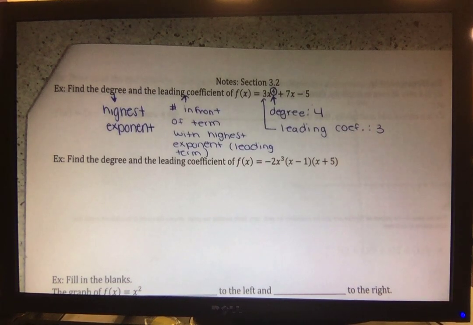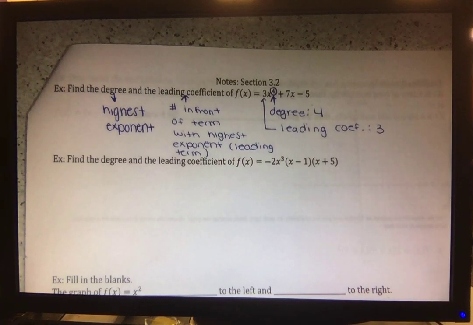How could I help you? What questions do you have for me? If not, let's do the next one. So find the degree again and the leading coefficient. This one's a little bit more challenging, so be careful because it's not multiplied all out for us. But if we were to multiply all this out, what would be our degree?